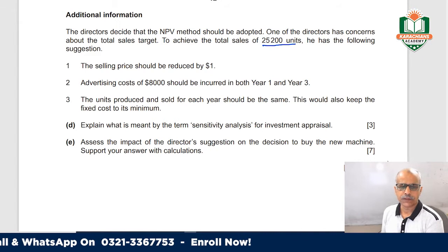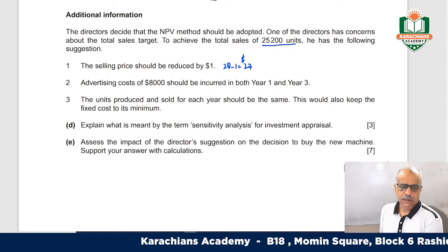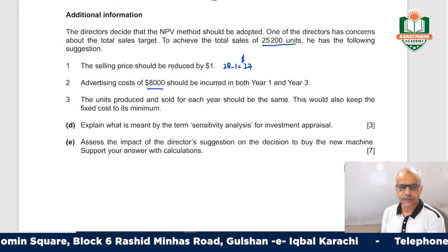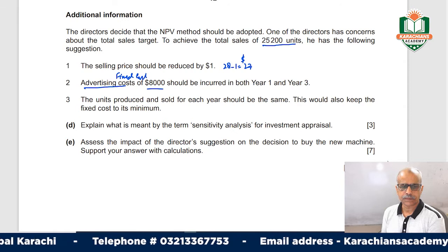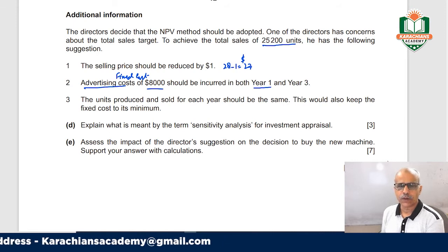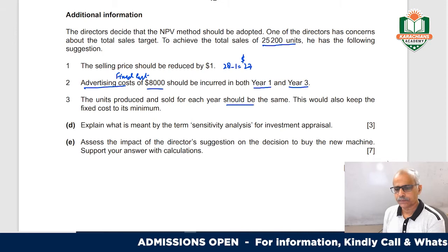The selling price should be reduced by 1%, from 28 minus 1 to $27. Fine. Advertising cost 8,000. This is advertising cost as a fixed cost. Should be incurred in both years. Only in year 1 you have to incur this 8,000 and 8,300 in year 3. The units produced and sold for each year should be the same.